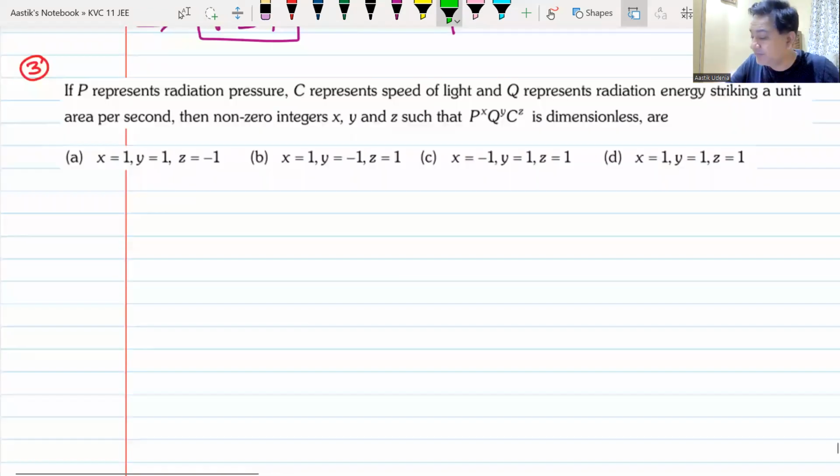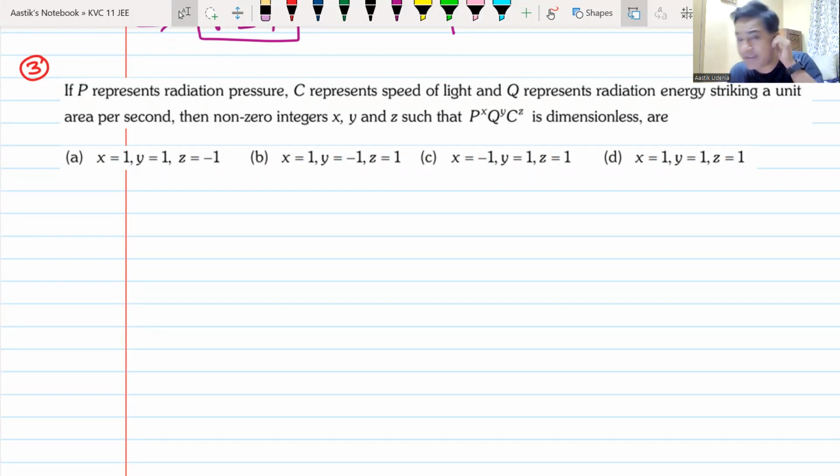Comes the next problem, and let us see who can solve this. P represents radiation pressure. Now you might not have heard the term radiation, but you have heard the term pressure, yes or no? So P is pressure. C represents the speed of light. So C is speed. You heard this term also. Q represents, you don't know radiation, but you know energy. So Q is energy, striking a unit area per second.